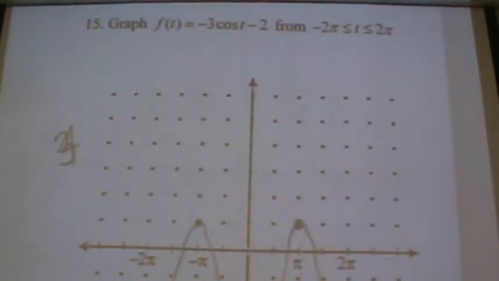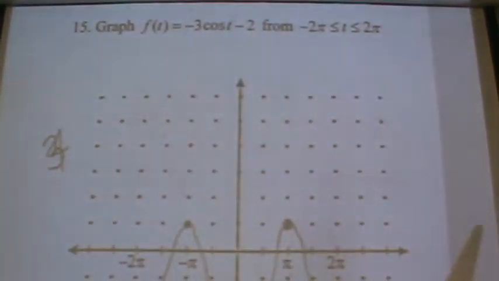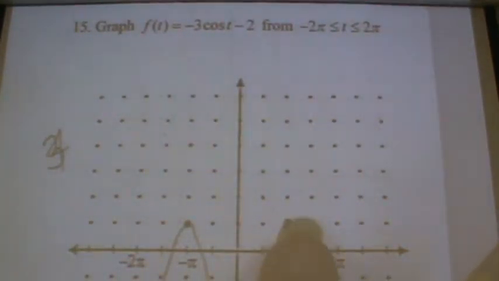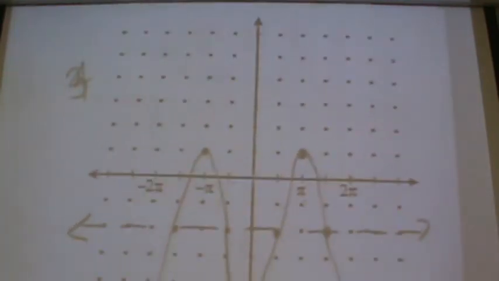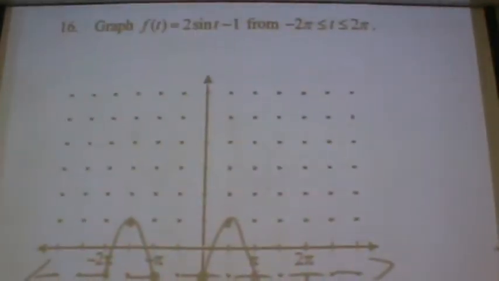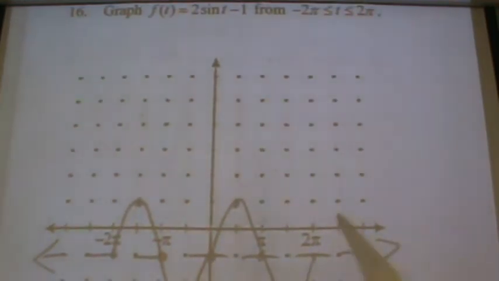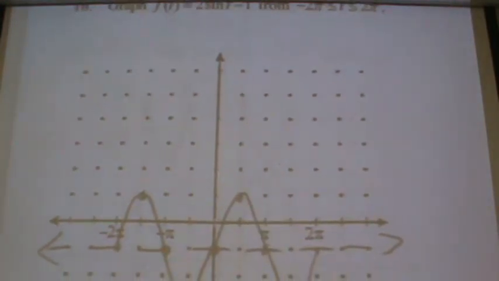Number 15 is a shift 2 down, and it's the cosine graph, so 3 down. So it starts down 3, and on, above, on, below, and notice how I stopped right there. Number 16 is shifted 1 down, it's the sine curve, 2 up, on, above, on, below, on, from -2 pi to 2 pi.